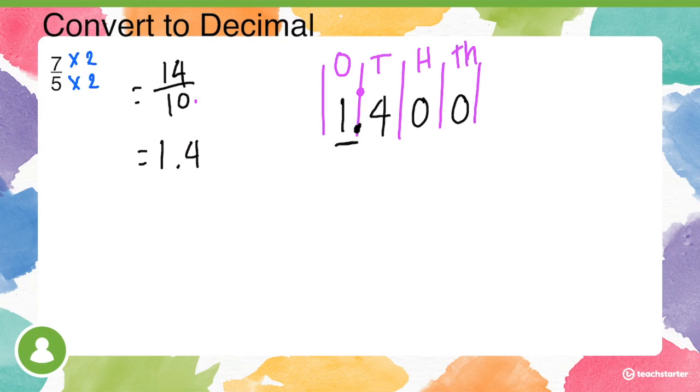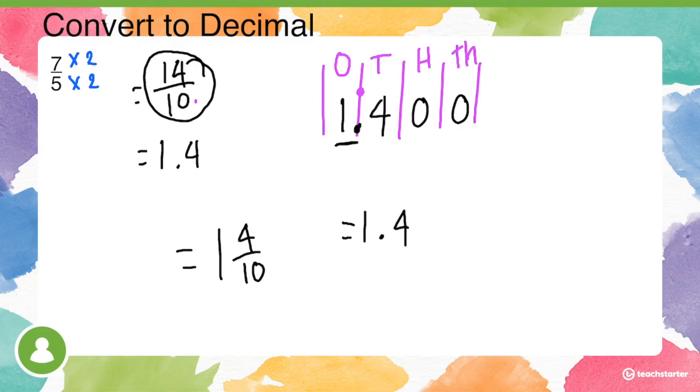Now if this part was confusing to you, you could always turn this into a mixed fraction beforehand. So you could have done it and said 1 and 4 over 10, which is equal to 1 and 4 in the tenths column. So those are the two ways that we can do converting to decimal if the denominator is kind to us and it's a 10 or 100 or 1,000. So if that denominator had been 100, we just would have put the 4 in the hundredths column.